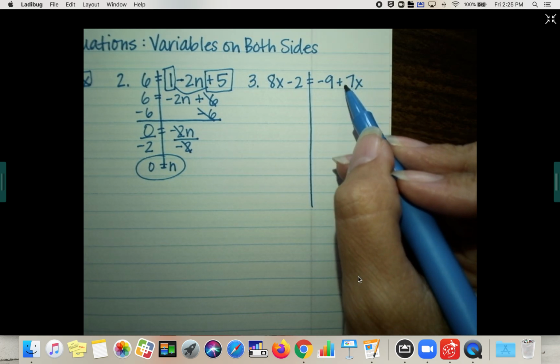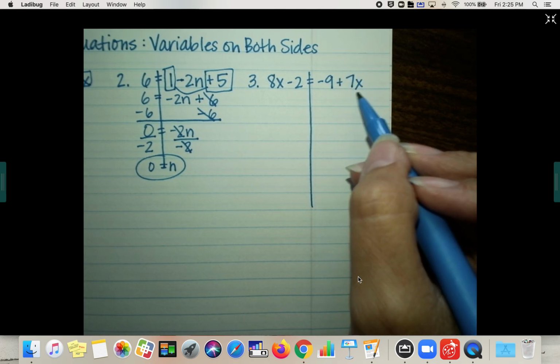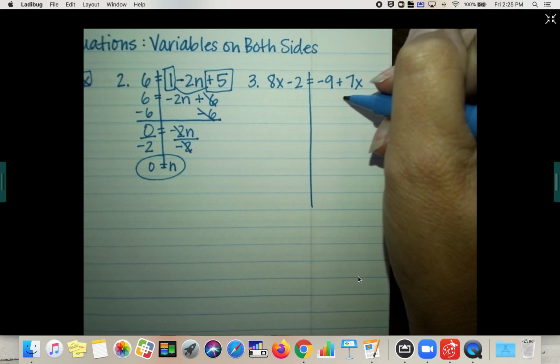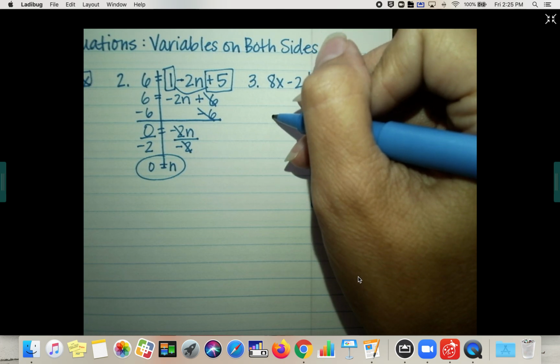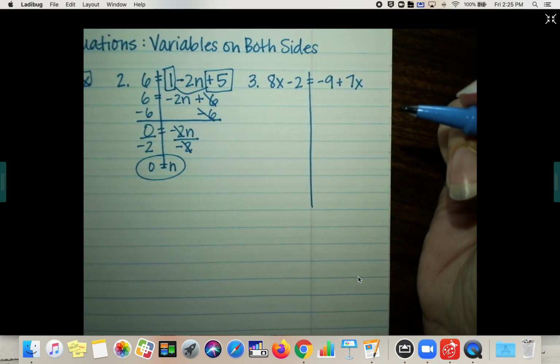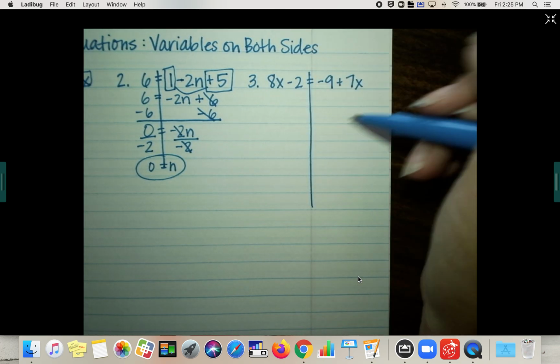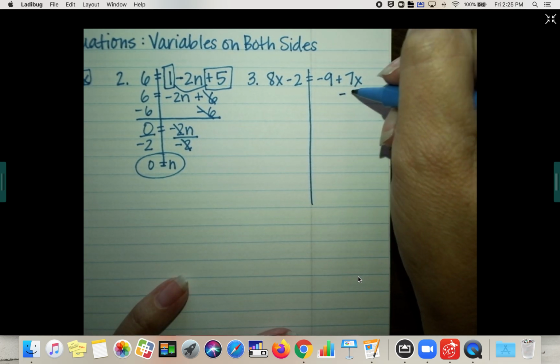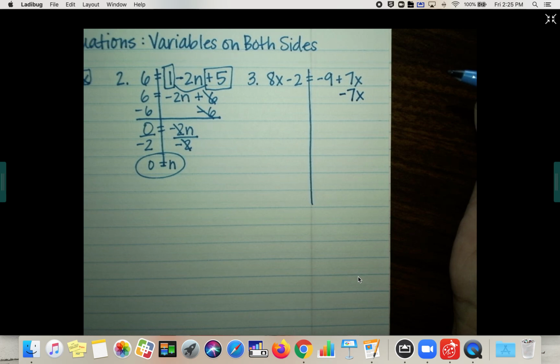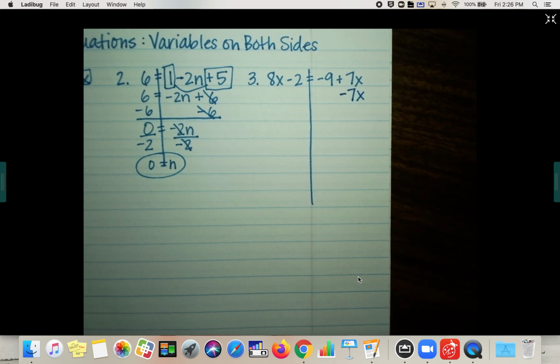So I think I'm going to choose to move my 7x. If I cancel by subtracting 7x onto this side, I will not have a negative, which I prefer. Again, you could do it where you move the 8x, that's fine, but I'm going to choose to subtract 7x. You could do this 4 different ways. This is the way I'm choosing to do. Any of these 4 terms could have been moved first, and it doesn't matter.